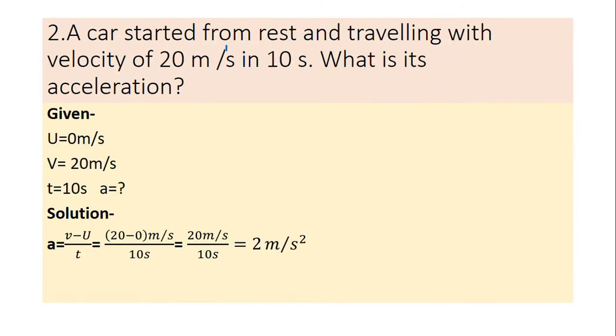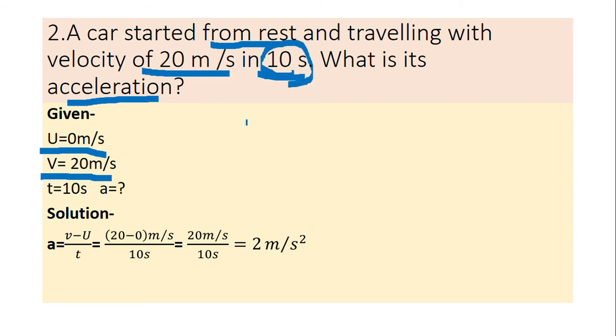A car started from rest traveling with a velocity of 20 meter per second in 10 seconds. What is its acceleration? So it is starting from rest, which means the initial velocity is 0. And then it has reached the velocity of 20 meter per second. So final velocity is 20 meter per second and the time is also specified as 10 seconds. Just plug in the values to find out the acceleration.